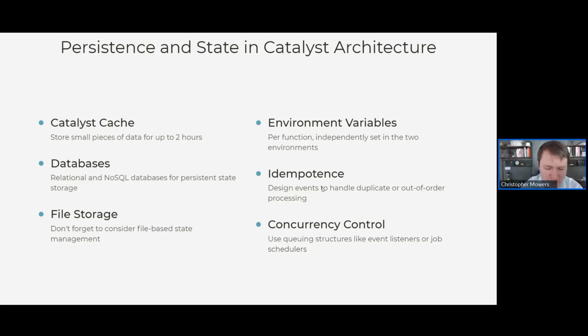When you approach these, you always want to think about what happens if this fires 5 times? What happens if things don't happen quite in the sequence that I expected? Building in points along the way where the systems can self-heal is really critical. And then manage concurrency using queuing structures like event listeners or job schedulers. If you need something to really run in sequence, you have to use a structure in Catalyst that supports sequential activity. Otherwise, it really is a free-for-all, and so you have to account for that.